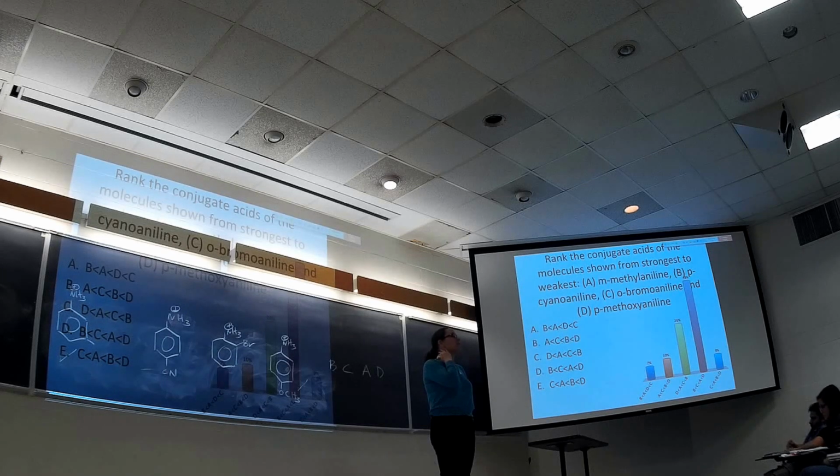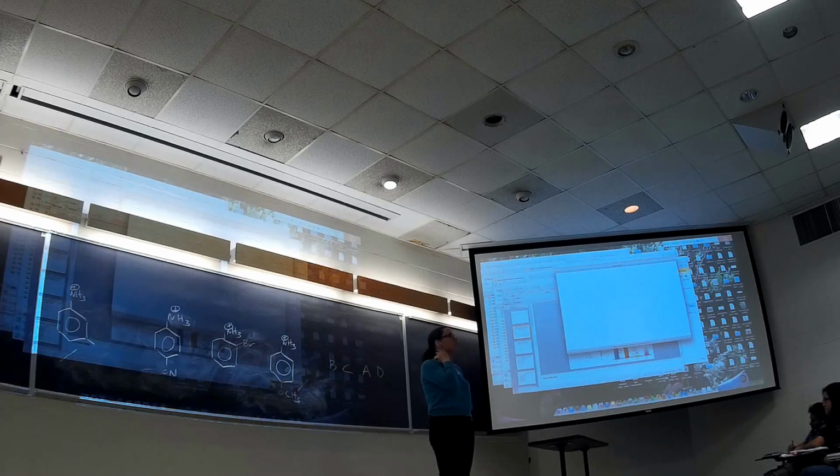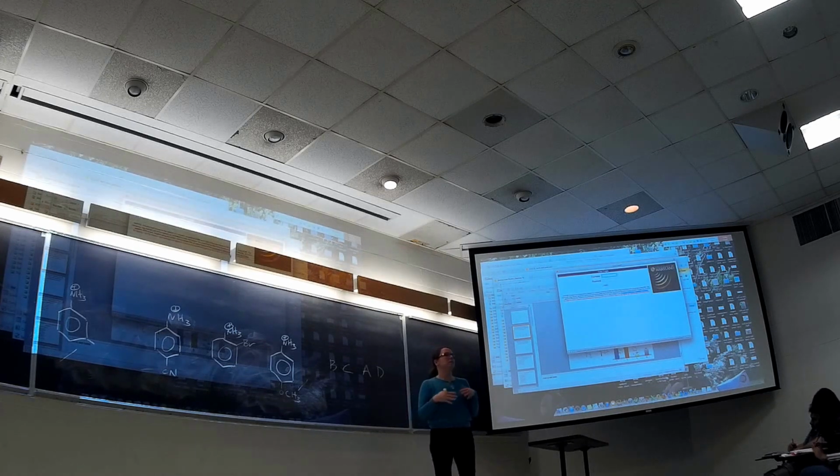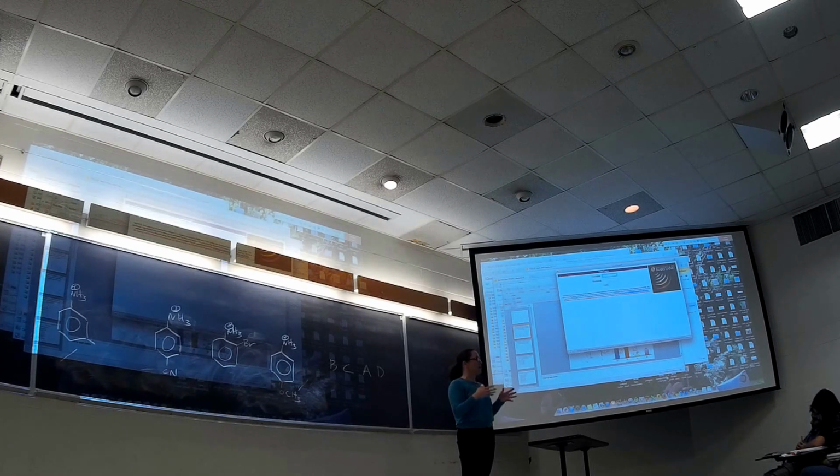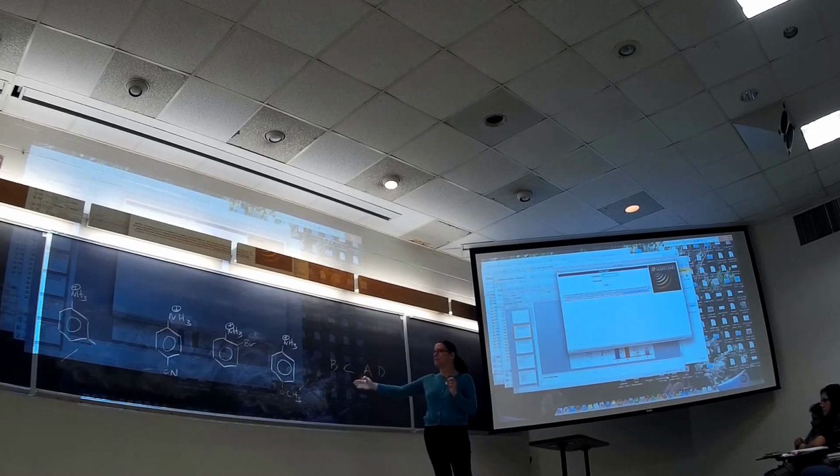The first is to separate them into electron donating groups and electron withdrawing groups, right? So that's the first thing I did. I went to the electron donating groups and I sort of checked them out, right? So I have 2 that have electron donating groups, A and D.